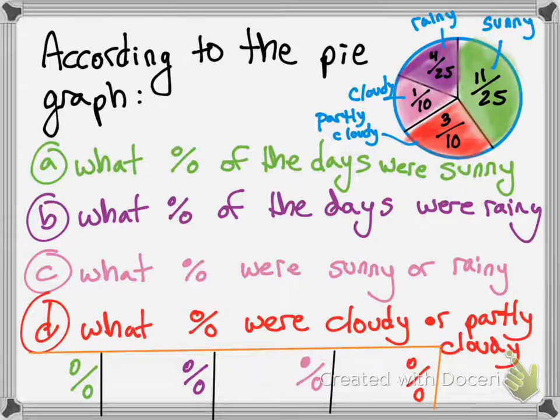Sunny was 11 out of 25 days. Or it was 11 25ths. Rainy was 4 25ths. Cloudy is 1/10. And partly cloudy is 3/10. Perfect. So let's see. Lennox, what did you get for what percent of the days were sunny? I got 44%. 44% is correct. Samantha, what did you get for the percent of days that were rainy? I got 16%. She is correct. Let's see, Nathan, what did you get for the number of days that were sunny or rainy?